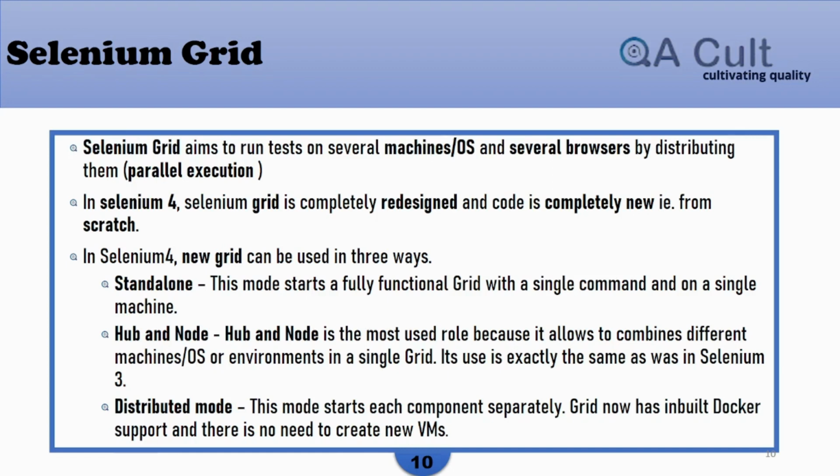But there is a classical hub and node mode, and this is the most used role because it allows you to combine different machines or OS or environments in a single grid. It is exactly the same as we used in Selenium 3. The third is distributed mode. This mode starts each component separately, and Grid now has inbuilt Docker support, and there is no need to start or create new VMs.